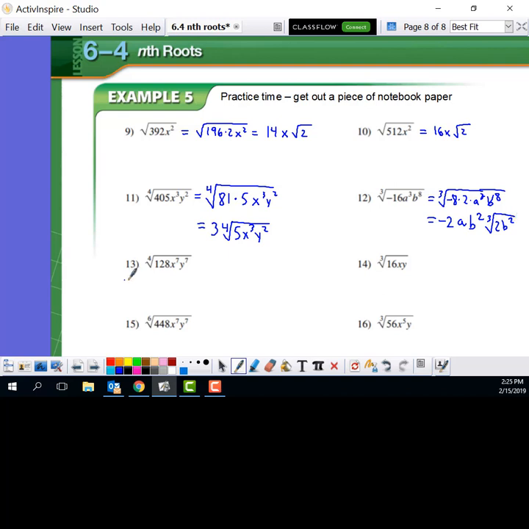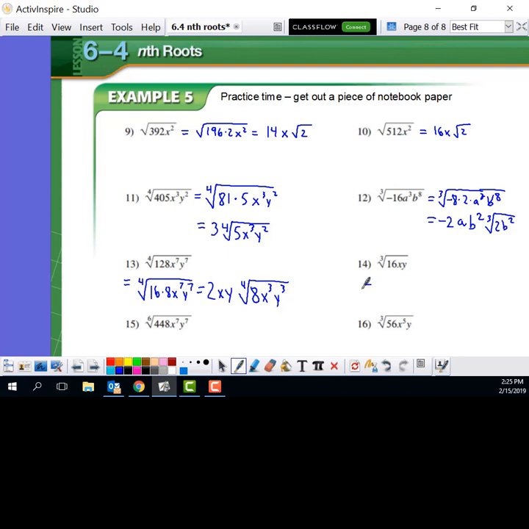Okay, number 13, we could rewrite 13 as the fourth root of, I did 16 times 8, x to the 7th, y to the 7th. The 16 comes out as a 2. X to the 7th comes out as an x. Y to the 7th comes out as just a y. And then let's see what we have left over on the inside. So I have that 8 left over on the inside, and I have x cubed, y cubed left over on the inside.